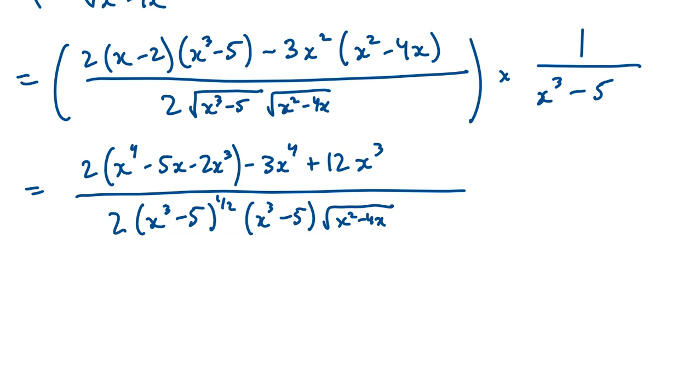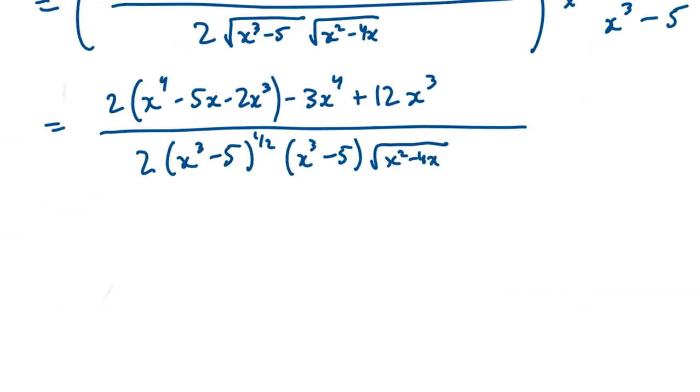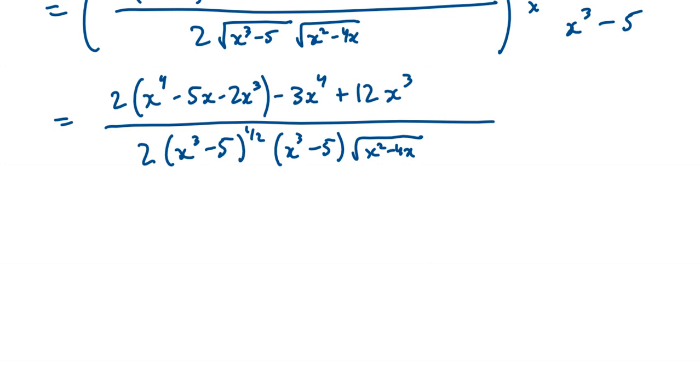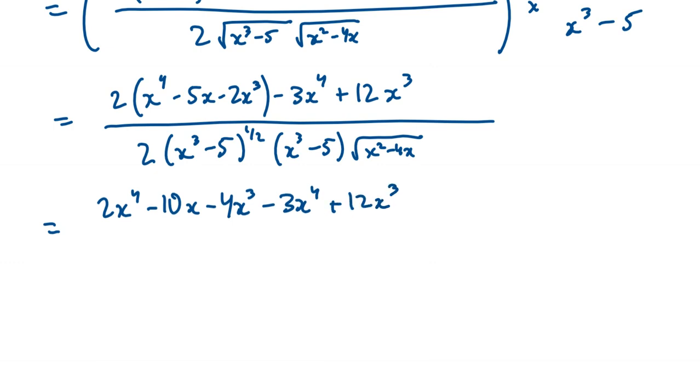People feeling overwhelmed? This is a hard one. We're not going to do too many like this. Let's get it finished up. 2x to the 4th minus 10x. I should have done this in order. Minus 4x cubed minus 3x to the 4th plus 12x cubed.